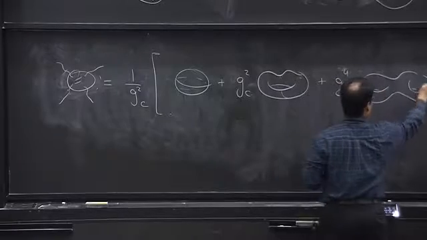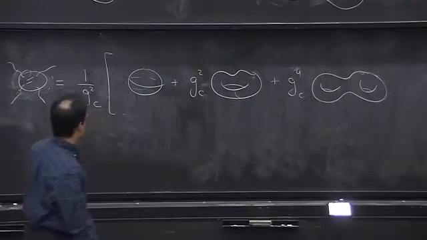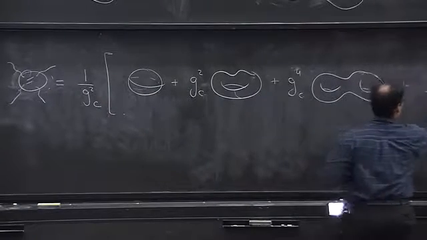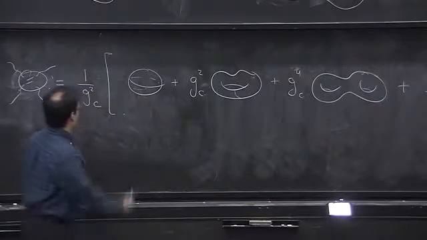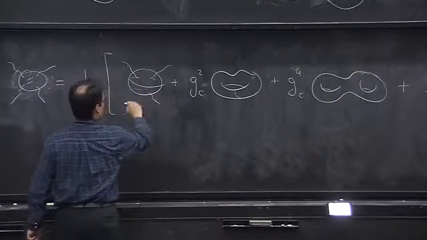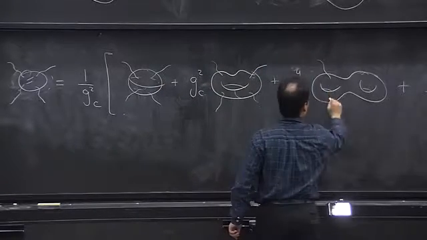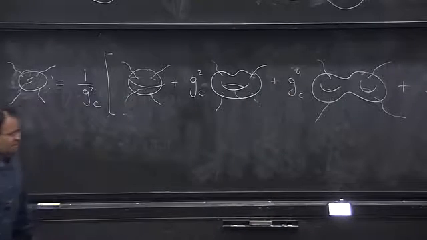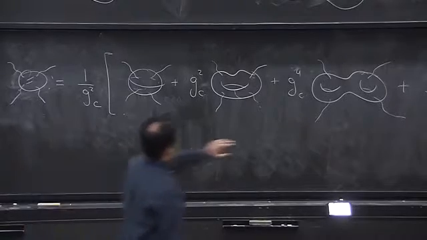The genus 2 world sheet had a g_s squared. Pulling this out, we have to put a g_s to the 4th. And this is how we complete the computation. Now there is something interesting here that people realized very, very early on, which is the following.